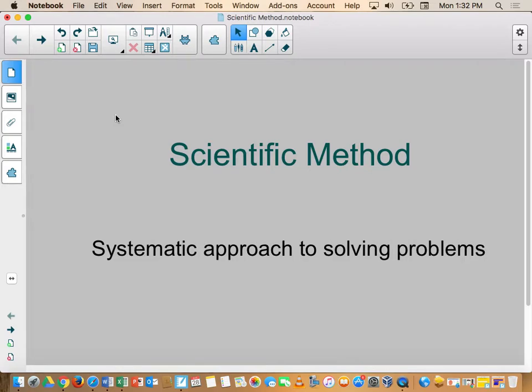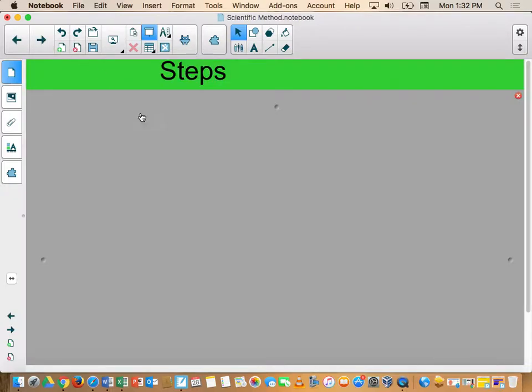Chemistry. Today we're looking at the scientific method, the definition of that: a systematic approach to solving problems. All right, now, in the scientific method, I know if you look to the back of the room, you see a poster. Don't follow that because it's wrong. All right, what are the steps of the scientific method?